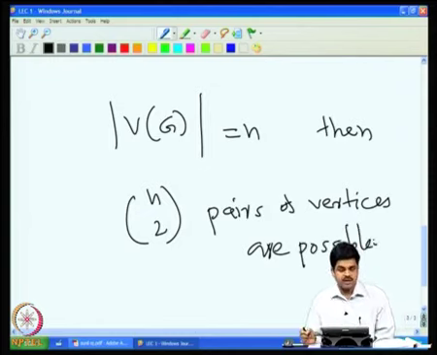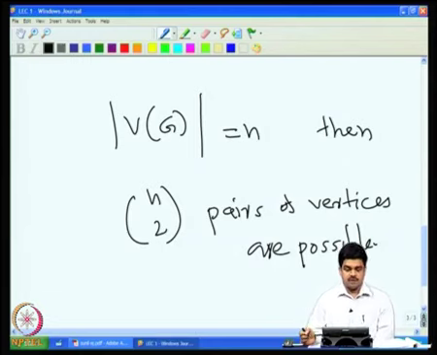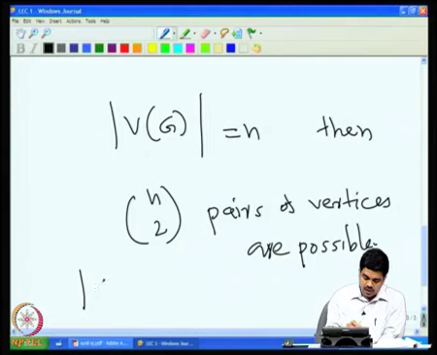Corresponding to each pair, we have to have an edge, then it is called a complete graph on n vertices. The notation for the complete graph on n vertices is Kn.